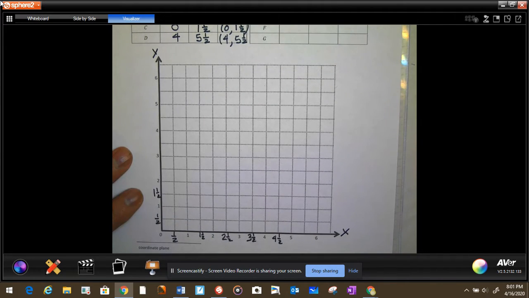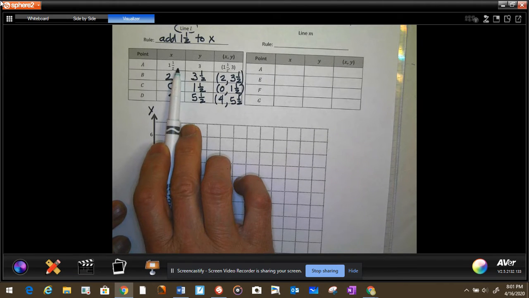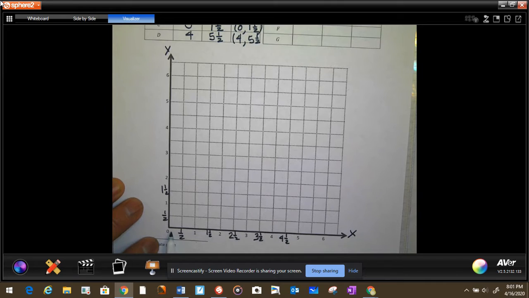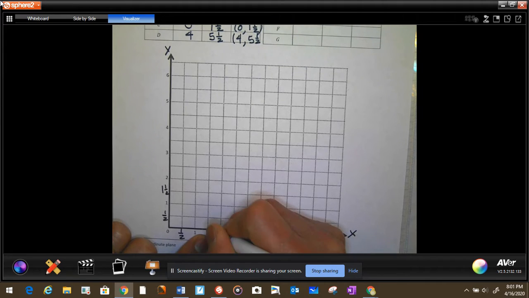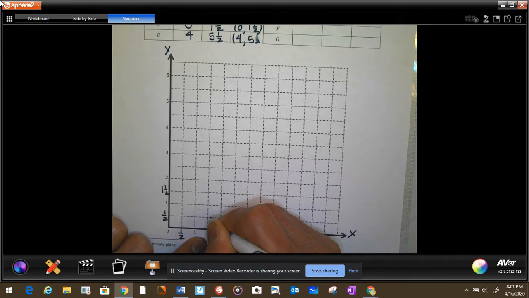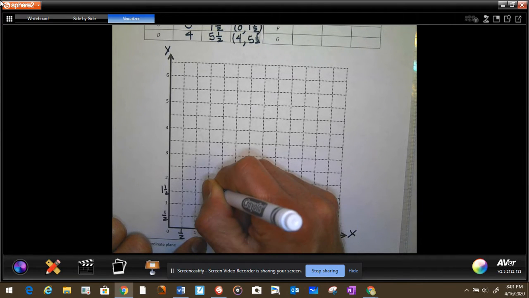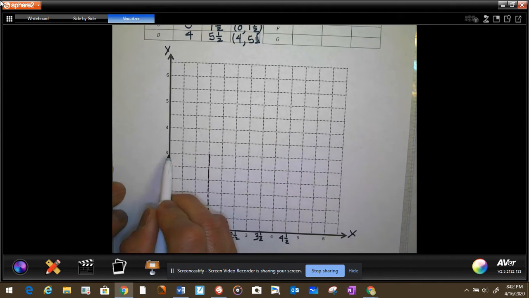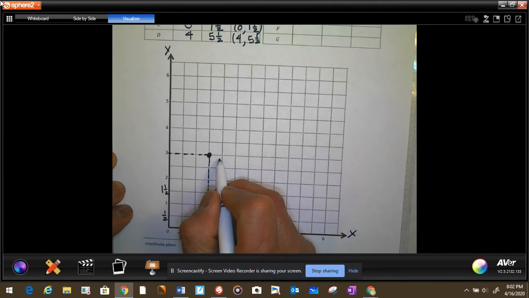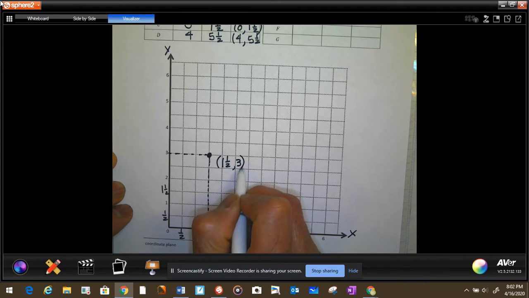All right, so let's look at the first point, one and one half and 3. So x is one and one half. Here's 1, here's one and one half, and so we run to one and one half, and we jump to 3, and that's where the lines intersect. So here's point number 1, and the coordinate pair is 1 and one half and 3.